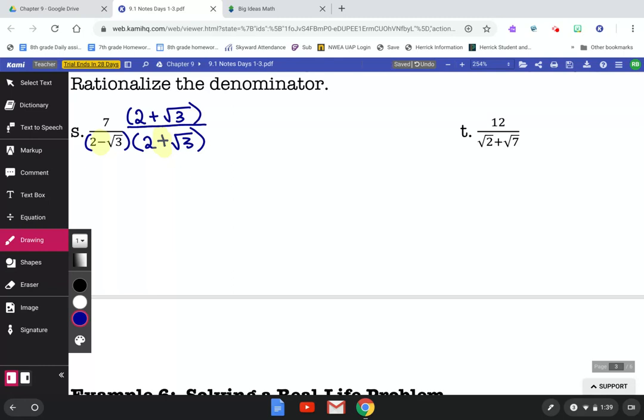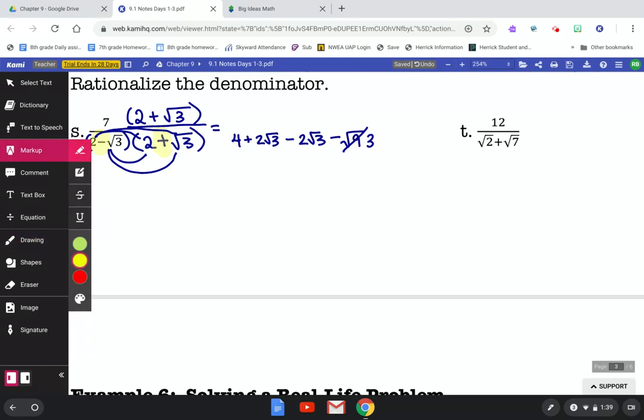Now, let's see what happens on bottom. We're going to have to FOIL here. So 2 times 2, that's going to equal 4. 2 times square root of 3 would be 2 root 3. Negative root 3 times 2 would be negative 2 root 3. And then negative root 3 times positive root 3, and negative times a positive is negative. Root 3 times root 3 is root 9. And some of you might say right away, well, that's just going to be 3. So the reason why you multiply by the conjugate is because this happens.